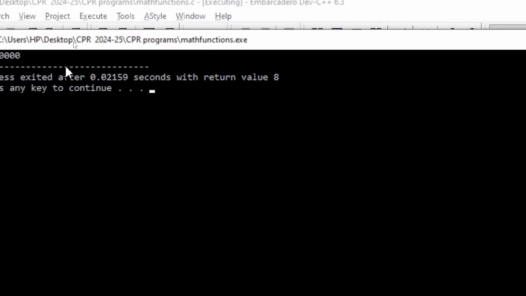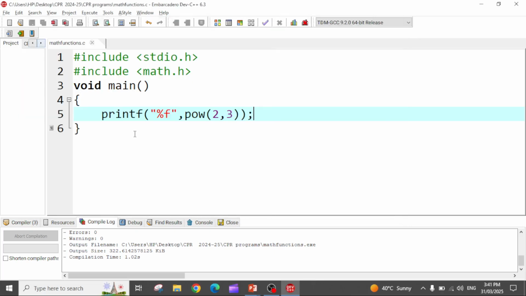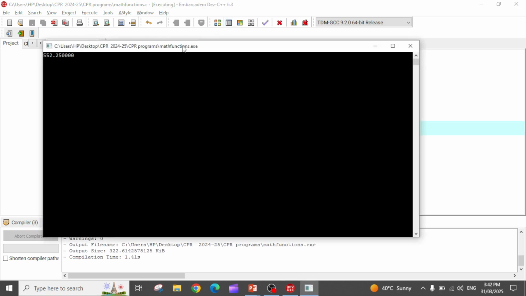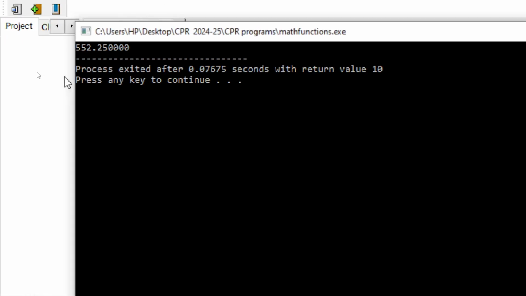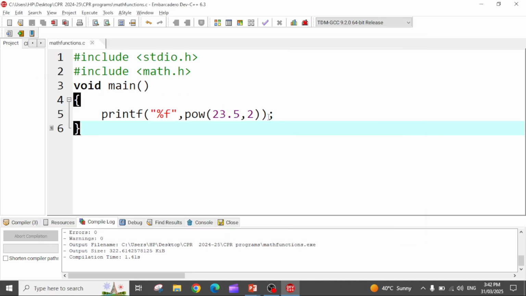So the answer which I have obtained is 8. That is correct. If you want to find the power of a floating point number, then also this function will work. Say I have to find the square of 23.5. Compile the program and then observe the result in output window. So this is the result, 552.25. So this is all about the power function.